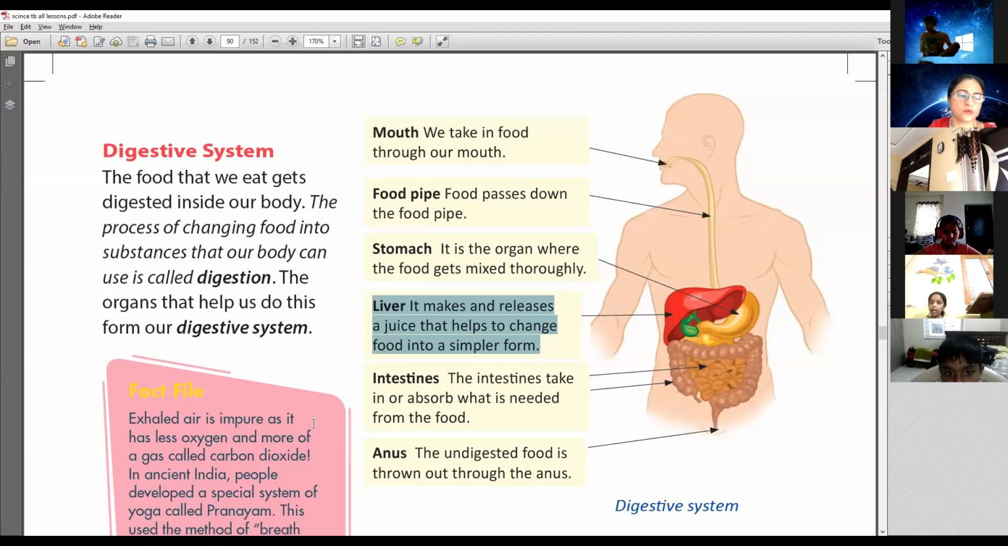Ma'am, there is also the respiratory system. Where? Ma'am, in the textbook, ma'am. Yeah, respiratory system. Respiratory and breathing are the same. Okay, ma'am.